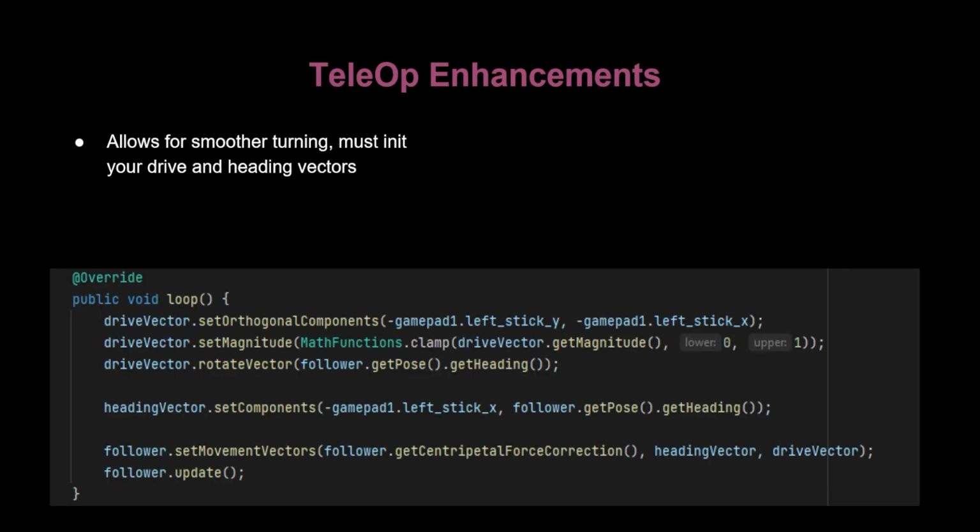Along with this, that would be the end of our auto enhancements. Our tele-op advancements, we do have smoother turning, where we initialize our drive vector and our heading vector, where we use our centripetal force correction that we tuned in our curving back and forth within one of our manual tuning. We use that to create smoother turning. As we turn currently, our robot swings out wide and then goes tight and recorrects. Centripetal force correction actually eliminates that and creates a smoother turn overall.